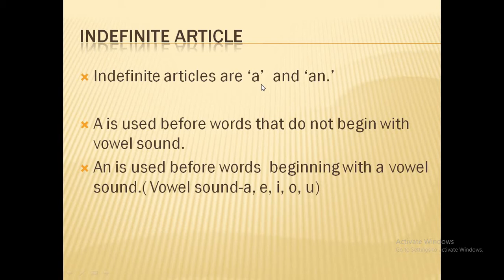Indefinite articles are a and an. A is used before words that do not begin with vowel sounds. That means with consonants we use a. Now, an is used before words beginning with vowel sounds. And what are the vowel sounds? A, E, I, O, U. And these are the sounds. With the help of the sounds, we need to fill in the article an.